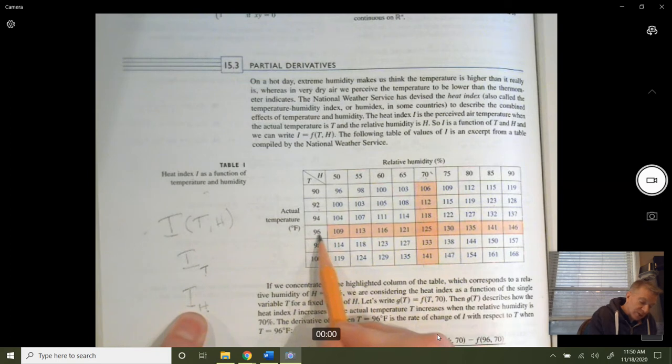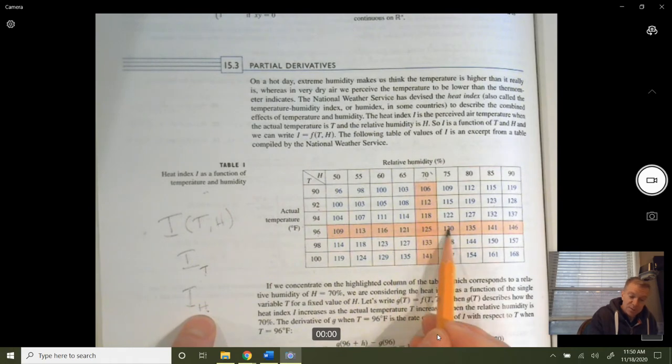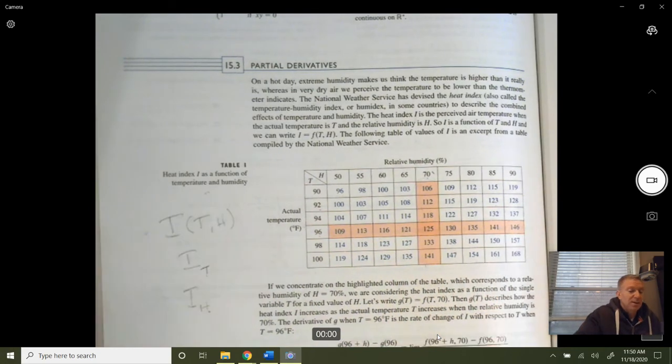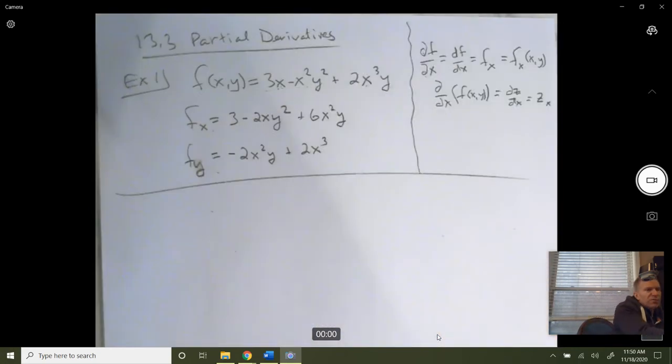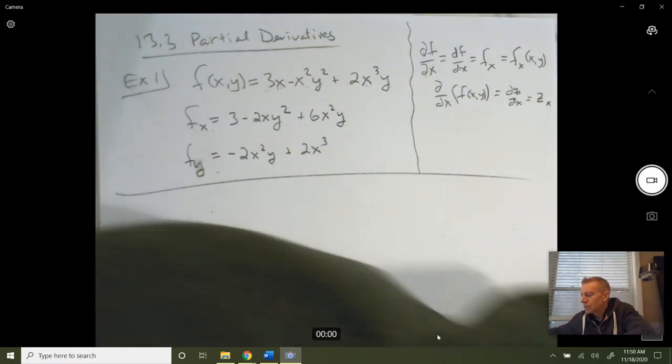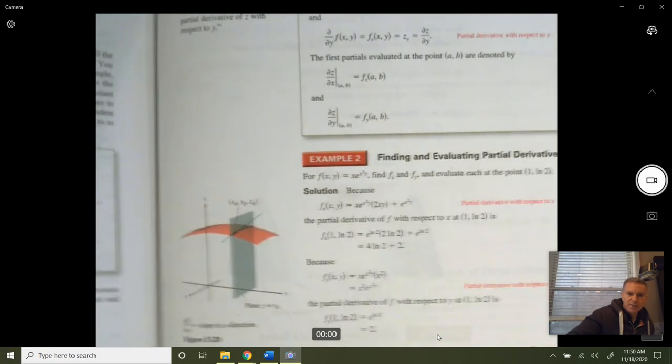But what is the rate of change of my heat index as my humidity increases? Okay? So you could find those things. Now, another way to see this, more visually with a graph, there's some really good pictures in your book. So if you look at page 895.